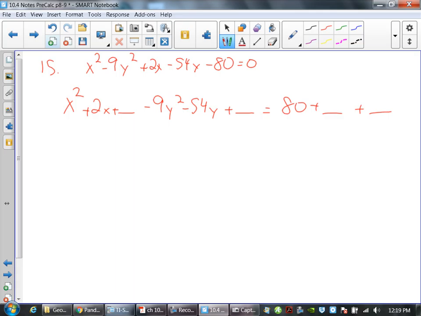So the first part, the x squared, no big deal. That's going to be easy to set up. The second one we have to simplify out by taking the 9 out. So we can't complete the square with a coefficient not equal to 1. So just rewrite it real quick. We'll have x squared plus 2x plus blank minus 9 times the quantity y squared minus 6y plus blank is 80 and something. And then we took out a negative 9, so we got to put back a negative 9 blank.